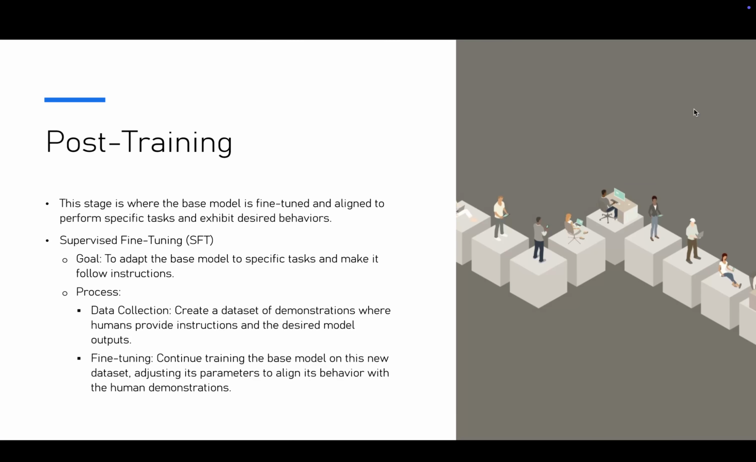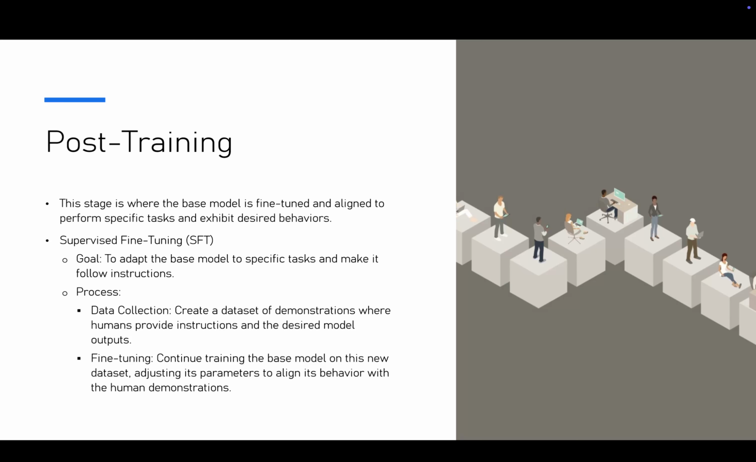Now, let's talk about post-training. So this is basically the stage where the base model is fine-tuned and aligned to perform specific tasks and exhibit desired behaviors. So we have something called SFT, supervised fine-tuning. And essentially the goal is to adapt that base model to specific tasks and make it follow instructions, such as I could fine-tune a model on writing very simple Python code. So maybe it'll be fine-tuned on different ways to generate a calculator app. So every time I prompt it to write a calculator app, it's really good at it.